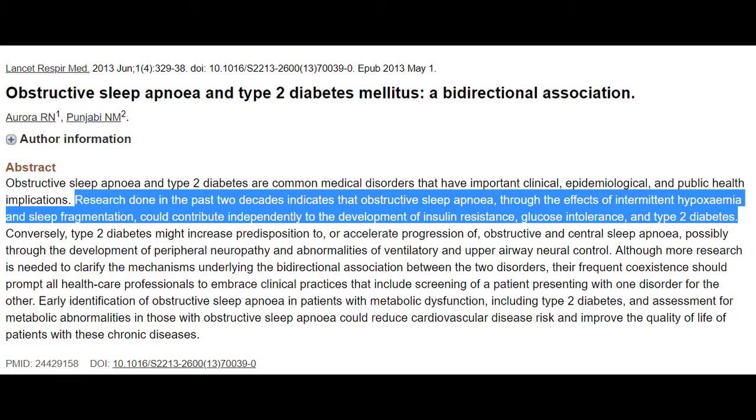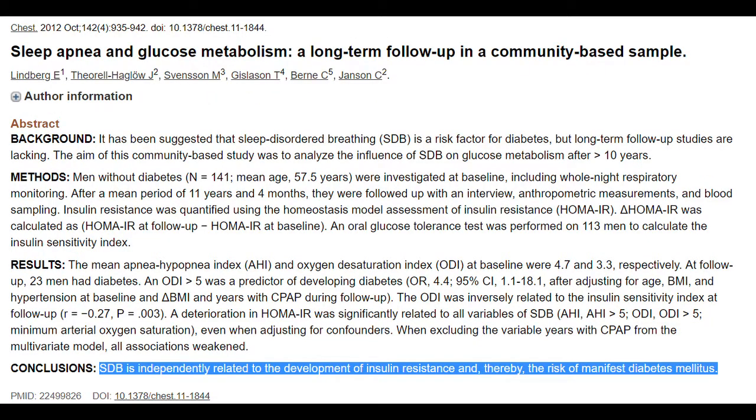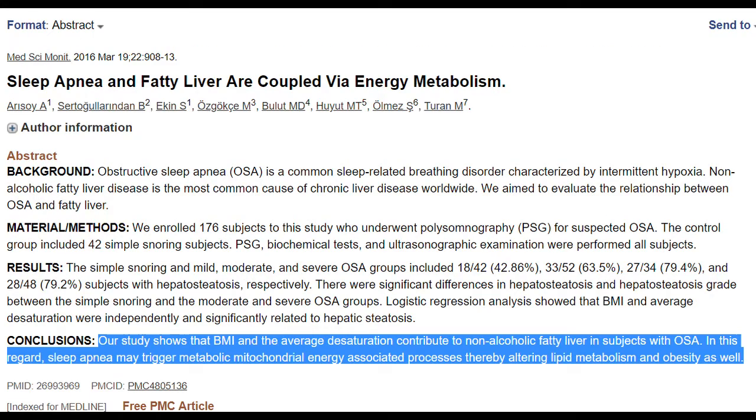Here's another association with sleep apnea and type 2 diabetes. Research done in the past 2 decades indicates that obstructive sleep apnea, through the effects of intermittent hypoxia and sleep fragmentation, could contribute independently to the development of insulin resistance, glucose intolerance, and type 2 diabetes. Sleep apnea and glucose metabolism: it is independently related to the development of insulin resistance and thereby the risk of manifest diabetes. So, this is just looking at a couple of studies quickly, that the relationship between being overweight, sleep apnea and type 2 diabetes, all of these diseases, they just don't have one effect, you get multiple effects.